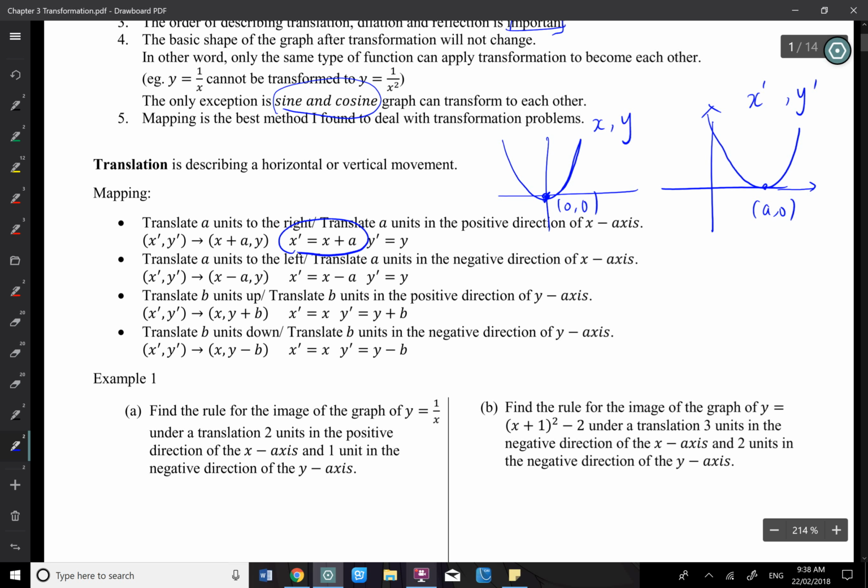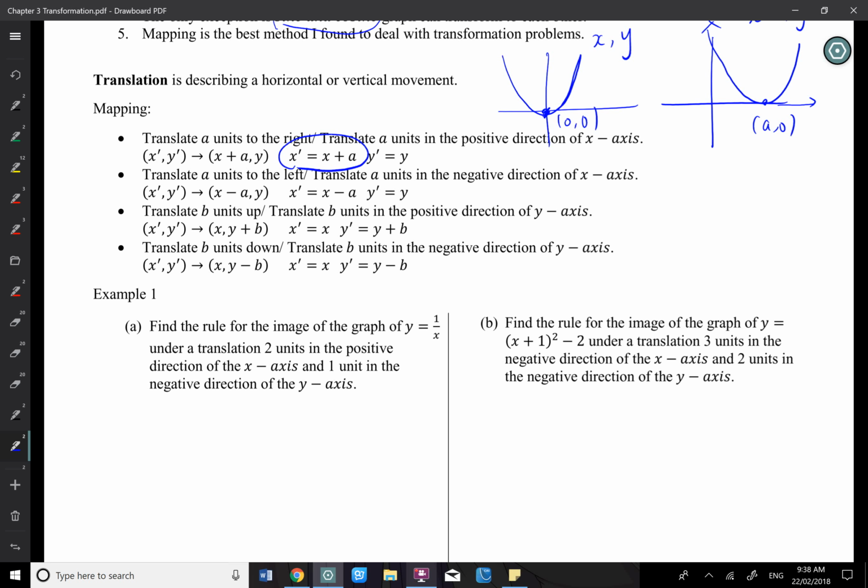That's how you express the relationship between the new point and the old point. So this equation means the new point equals the old point plus a. By using the language they give you, you can write the equation with x dash as the subject in terms of x. So new x equals old x plus a. Similarly, if we translate a units to the left, what we should write is x dash equals the original x minus a. Y is not going to change because we're not moving vertically yet.